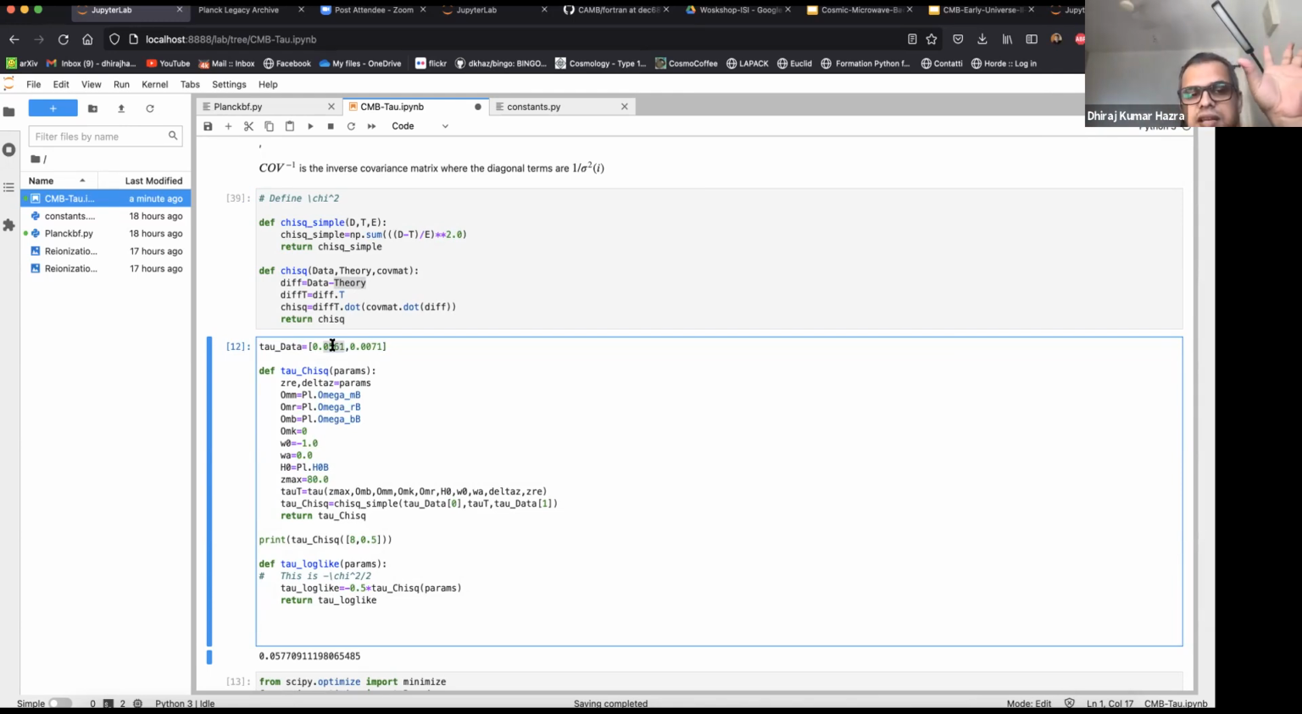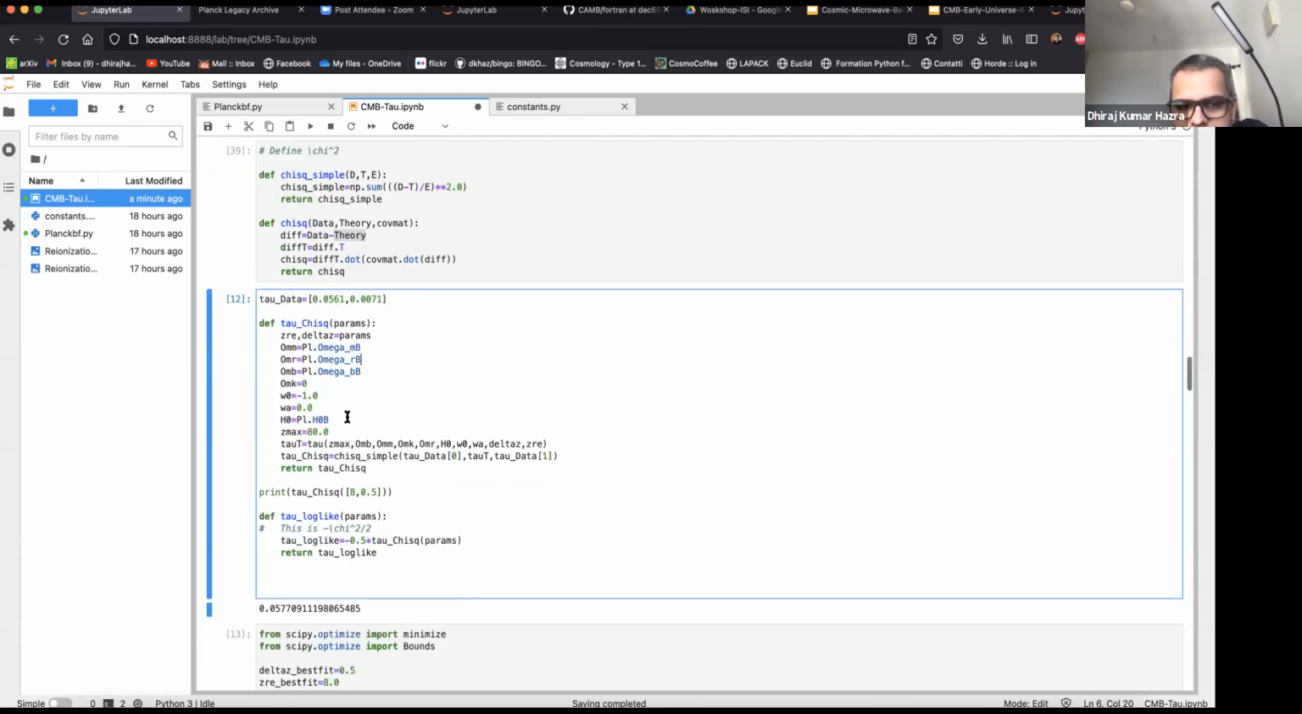In general, in practice, you should not do that. You have to vary that model with the Planck power spectrum itself. But here I just wanted you to have a test of how the parameter estimation is being done. Tau data is this. Tau chi-square, I am just plotting it here.